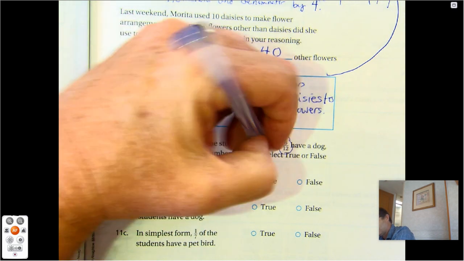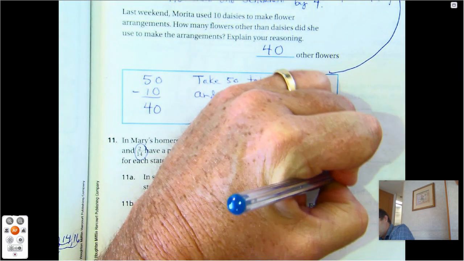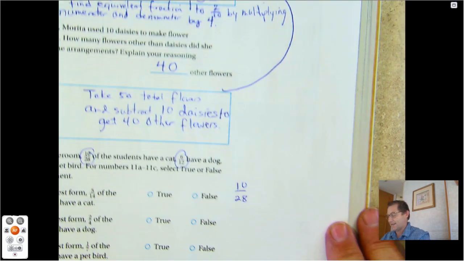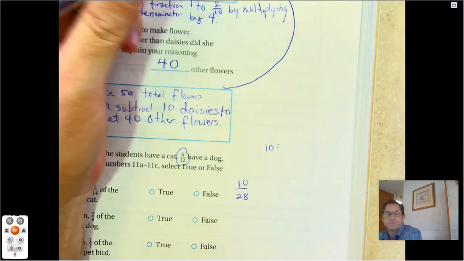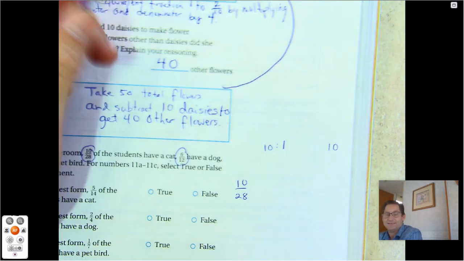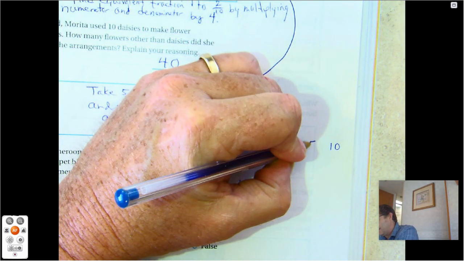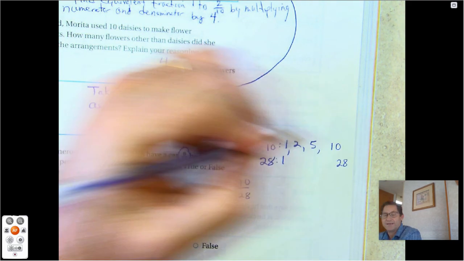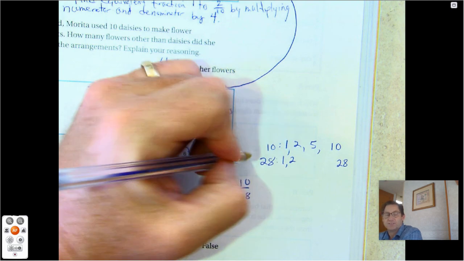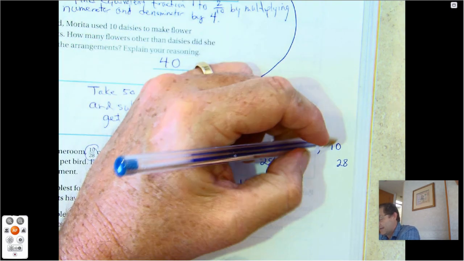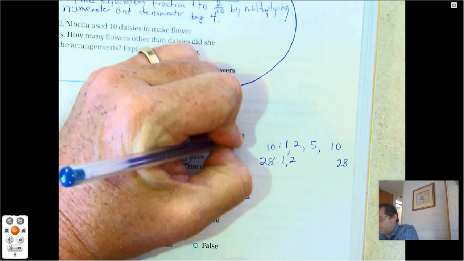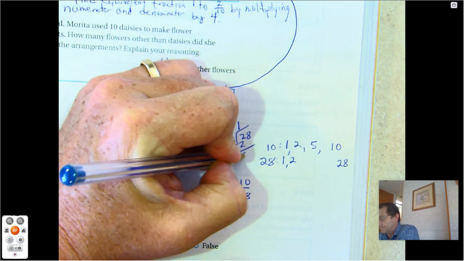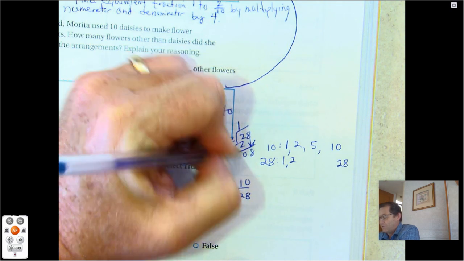Okay. So 10/28, we need to find a common factor for 10 and 28. So let's list the factors of 10. 1 and 10, 2 and 5. All right, 28. 1 and 28. I know 2 is a factor because 28 is even. And if we're not sure about that, we can quickly divide. 28 shared with 2 groups is 14. So 2 and 14.